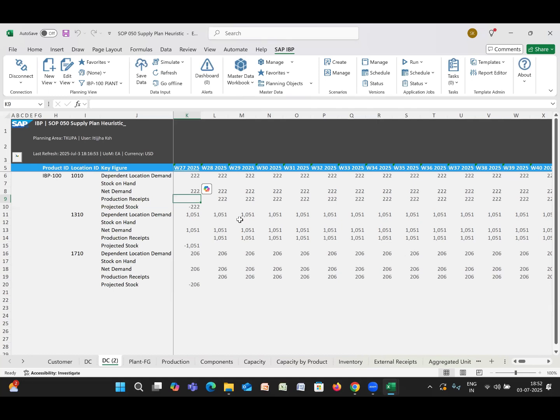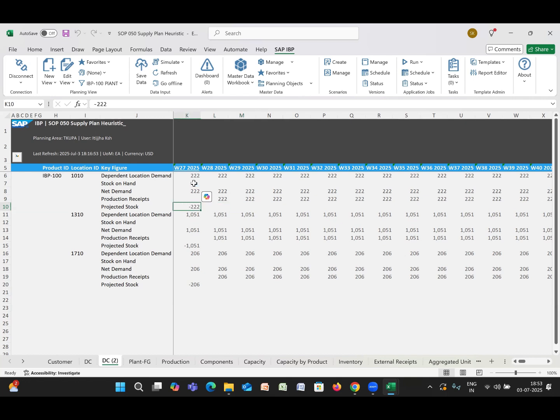So we have a lack of minus 222 quantity. Why do we have lack? Because demand is 222 and currently we don't have anything to provide to the customer. Why don't we have negative numbers in the other buckets? We don't have anything today, then we don't have anything for next week also. So why don't we have projected stock negative next week? So the answer is correct.